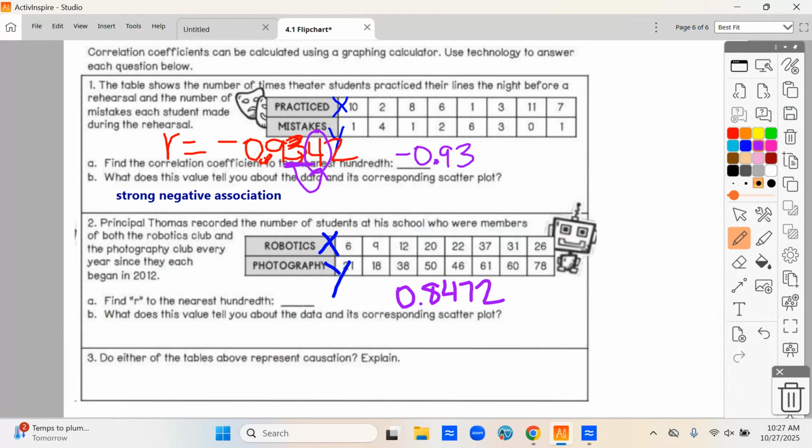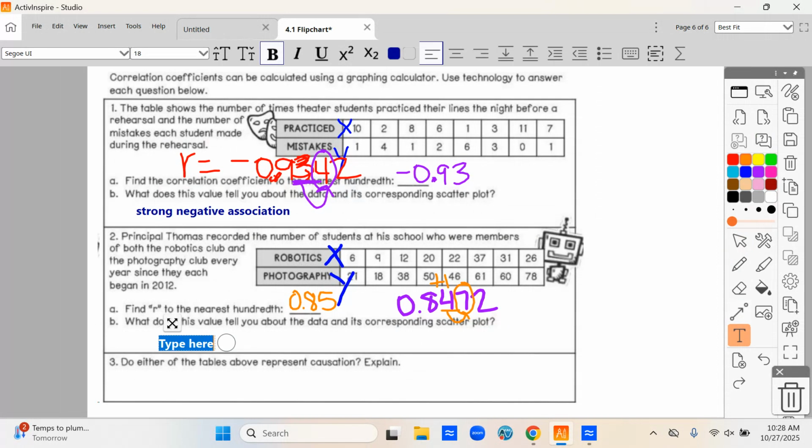0.8472. Now, when I round, find my place, look next door, 5 or greater, add 1 more. So I added 1 more because 7 is greater than 5. All digits in front stay the same. I add 1 more. All digits behind, 0 is your name. Okay, so my R value is 0.85. And like we predicted, this is a strong positive association.